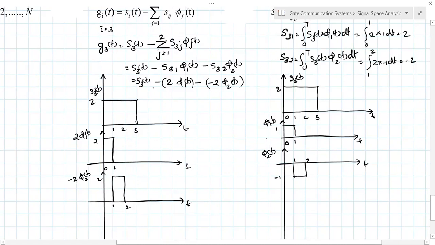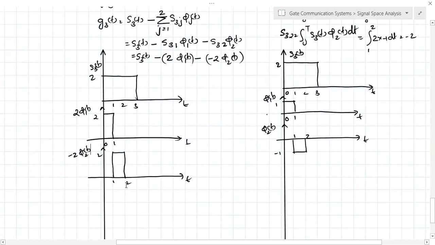Now we need to evaluate this. If you observe this particular question graphically, we need to subtract 2 phi 1 of t and -2 phi 2 of t from the first signal S3 of t. From 0 to 1, the first signal amplitude is 2 and the second signal amplitude is 2. So 2 minus 2 is 0. So you will get 0 in this duration.